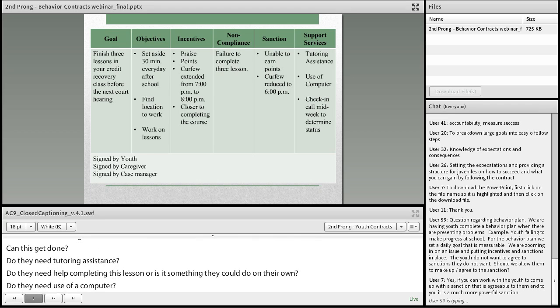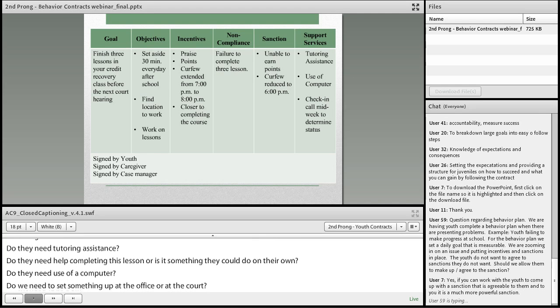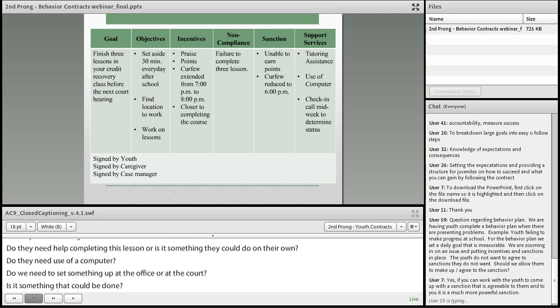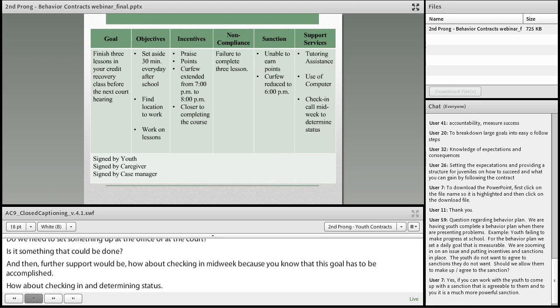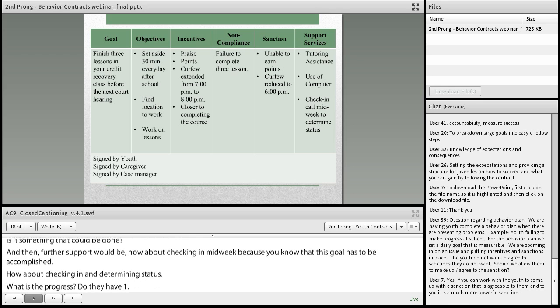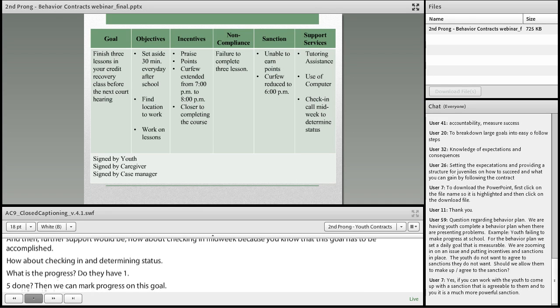And then a further support would be, how about checking in midweek? Because you know that this goal has to be accomplished. How about check in and determine the status? What's the progress? Do they have 1.5 done? If they did, we got some progress on this goal. If they have 0 lesson plans done, we don't have very much progress. So maybe we have to go, oh, well, you can't set aside 30 minutes now. You're going to have to set aside an hour to get this done in time.